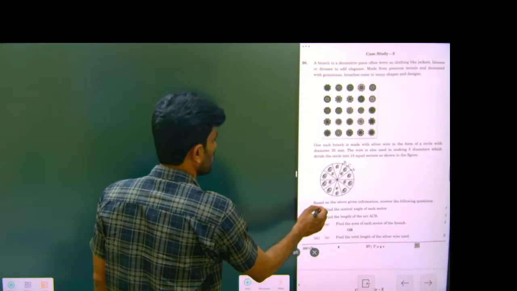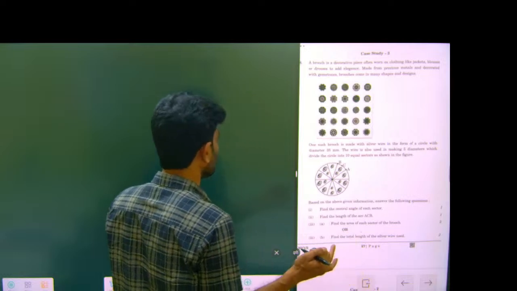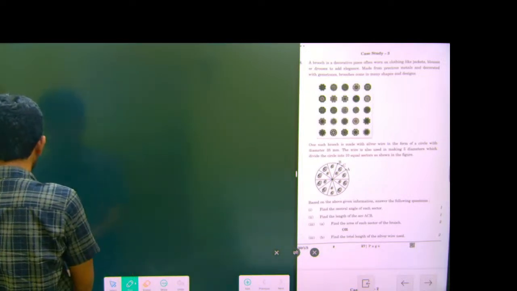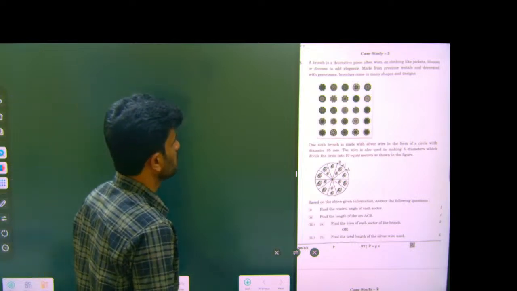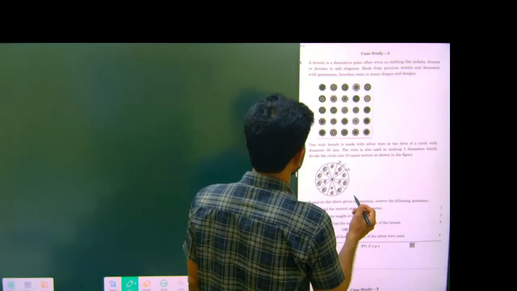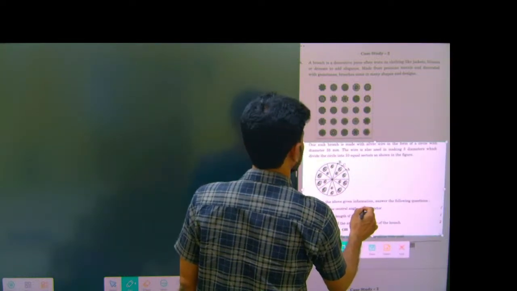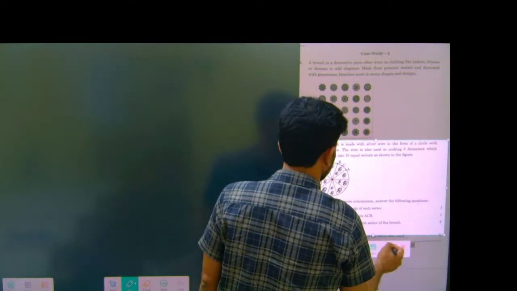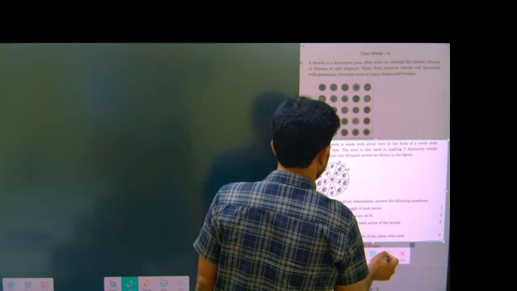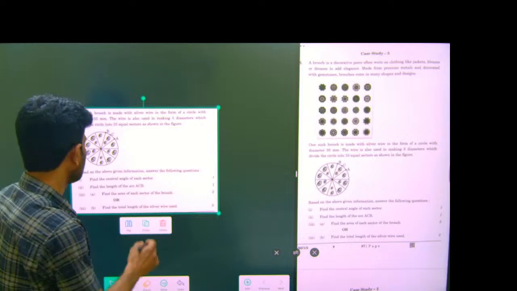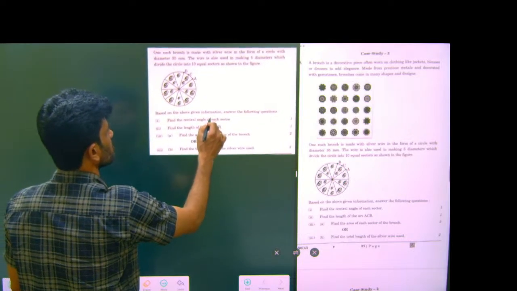Now, in this case study I wanted to discuss, because all 3 sets, set 1, set 2, set 3, have the same case study questions. So today we'll discuss case study questions and 5 marks questions. Tomorrow we will discuss the objective and other parts of the paper. This is one of the case study questions. It is about a brooch. It is from our textbook only.